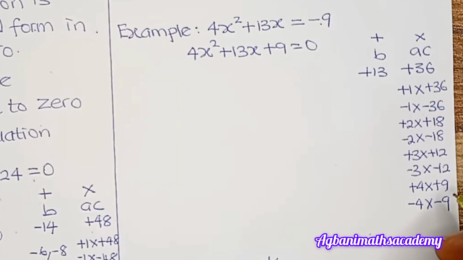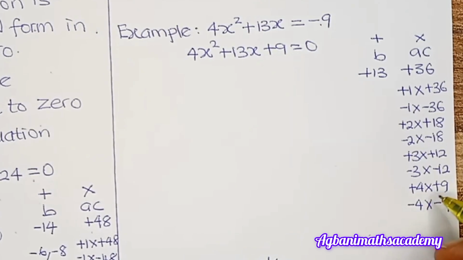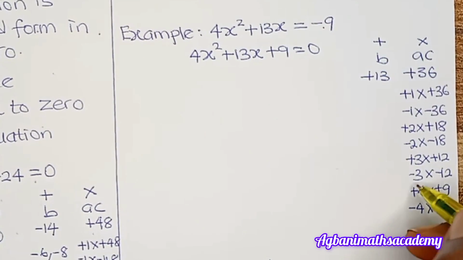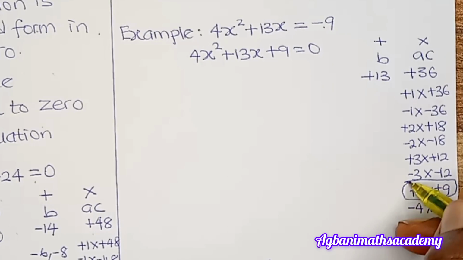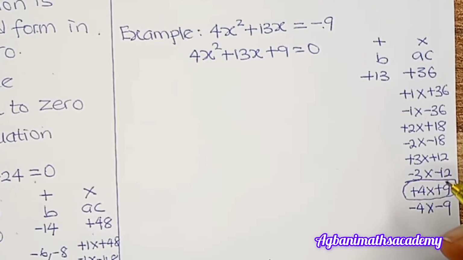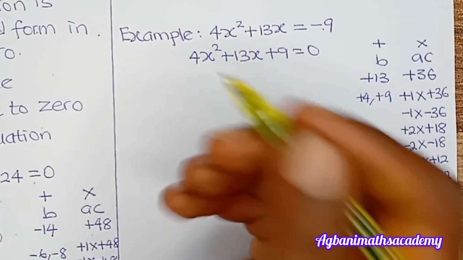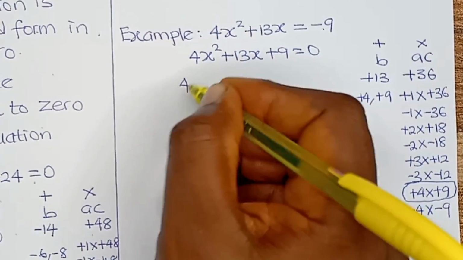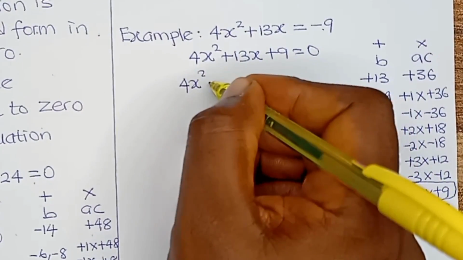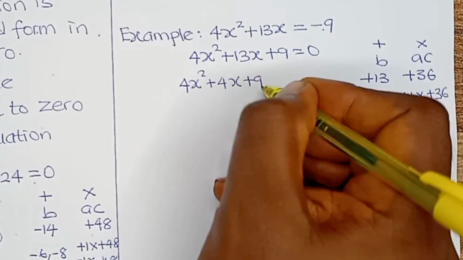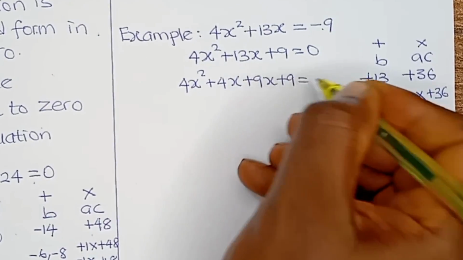We have one more, but there is no need for that because we've gotten what we are looking for. What we are looking for is plus 4 and plus 9. Plus 4 plus 9 is going to give us plus 13. So this is the combination we are looking for. Okay, so this means we are going to replace plus 13 with plus 4 and plus 9. So let's do that. So we have 4x squared plus 4x plus 9x plus 9 is equal to 0.